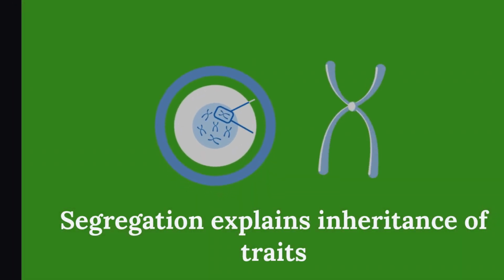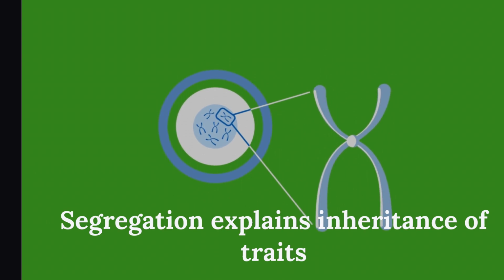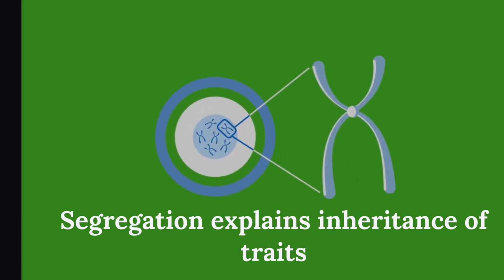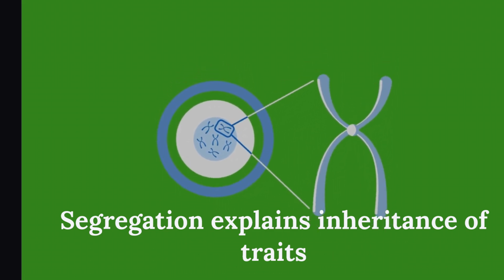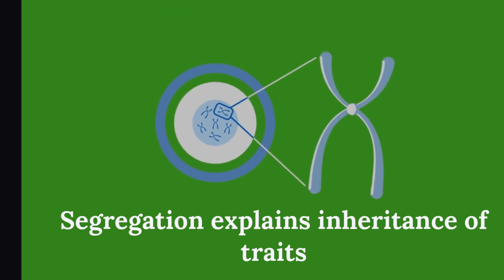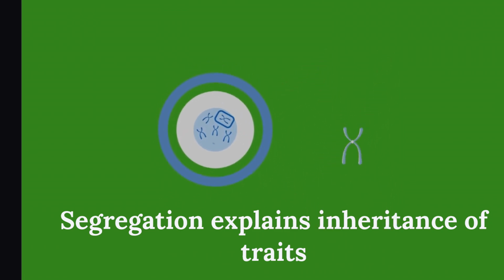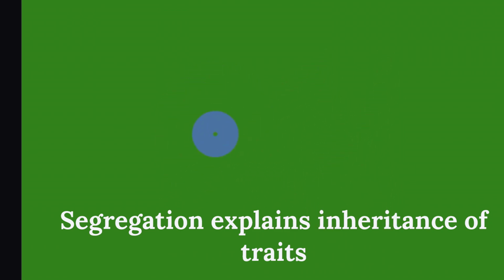Gametes receive one chromosome from each pair. This means they inherit one allele per gene. Fertilization restores the full chromosome set. Segregation is key to understanding inheritance. It explains how traits are passed to offspring.